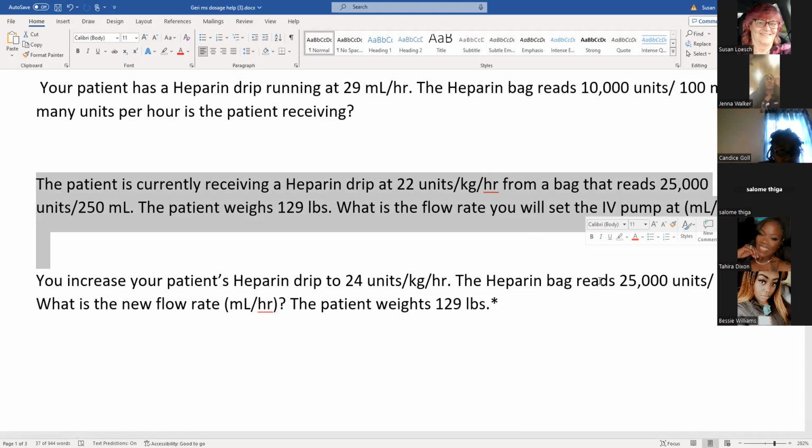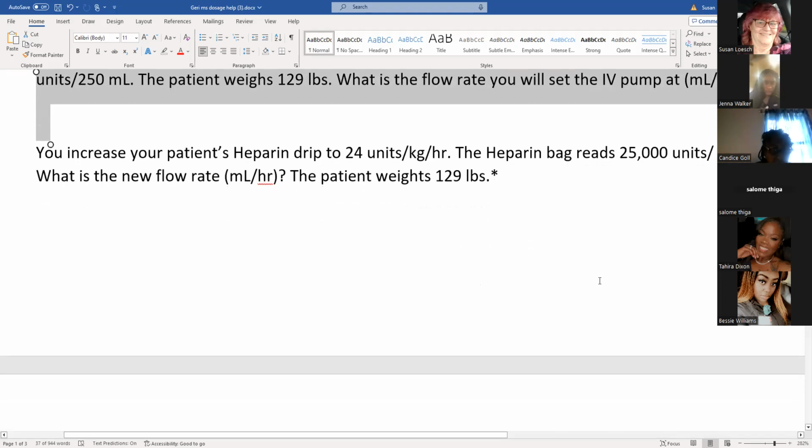All right, so everybody got 12.9 for that one? Yes. All right, and then we're going to do the last one. So again, the last one is the same setup, right? Take what is given to you, which is what you have on hand. Then you're going to take your weight and calculate your actual ordered dose. Times 24.